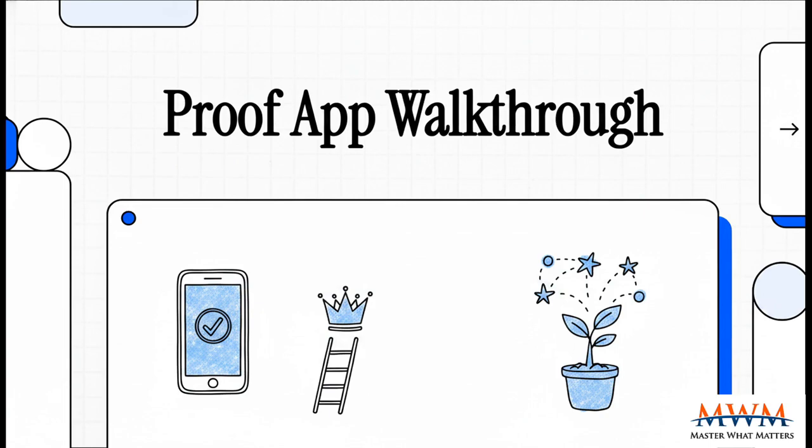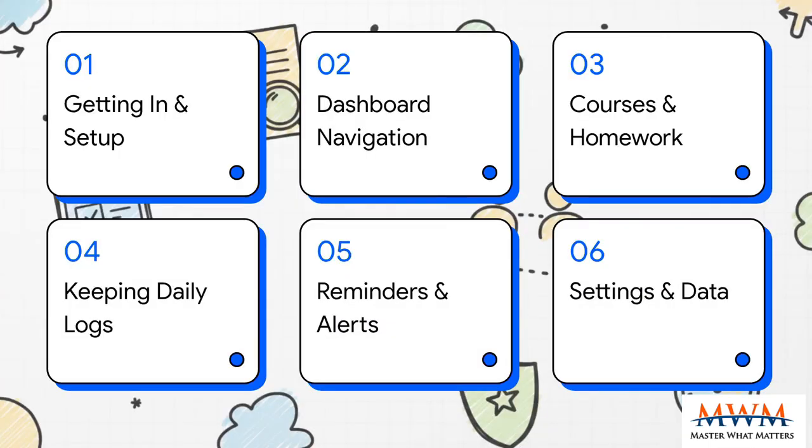Let's get into it. Okay, let's dive into this roadmap. We've got 6 main areas to cover today. We'll kick things off with getting in and setup, and then navigating your dashboard. From there, we'll hit courses, lessons, and homework, followed by keeping your daily logs. Finally, we'll wrap up the whole shebang with reminders and notifications, and then settings, data, and troubleshooting.